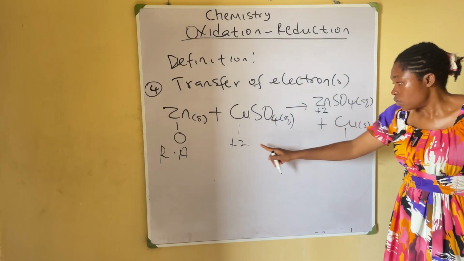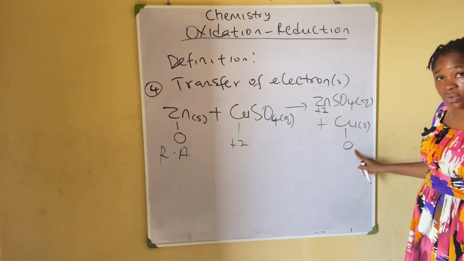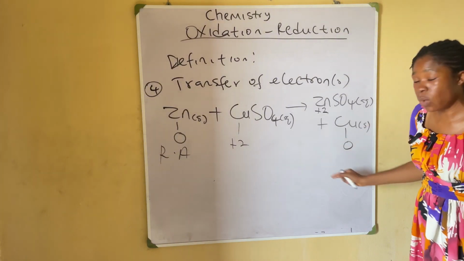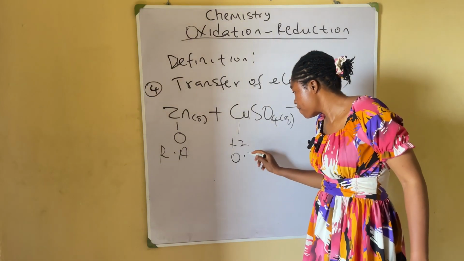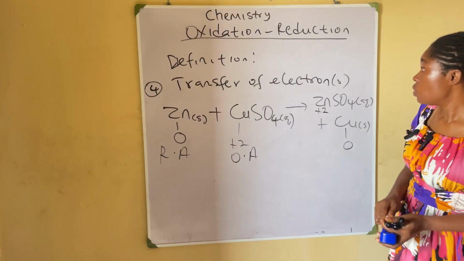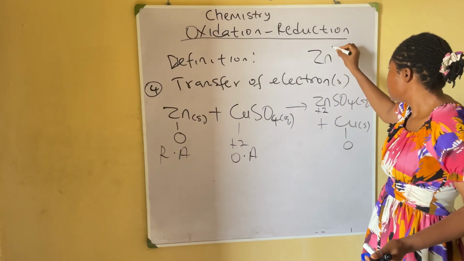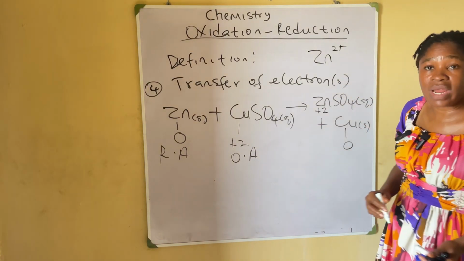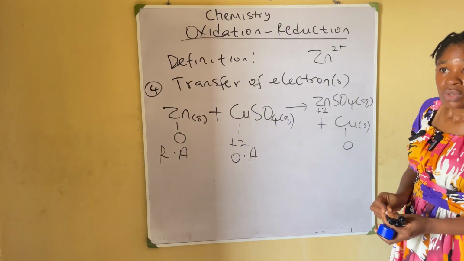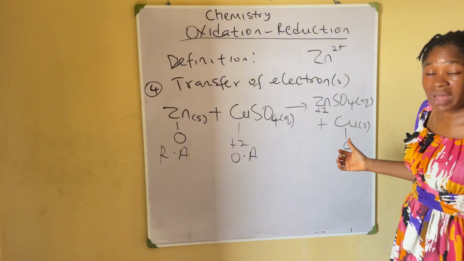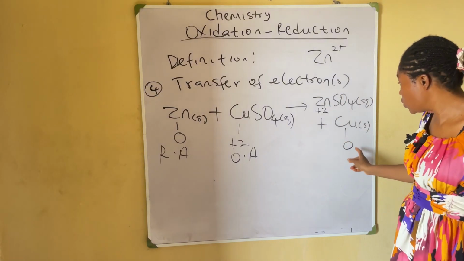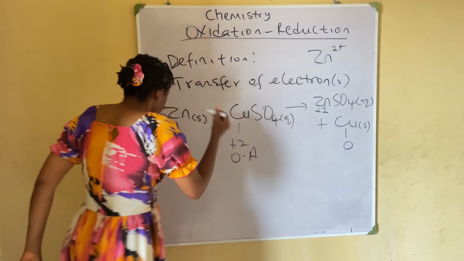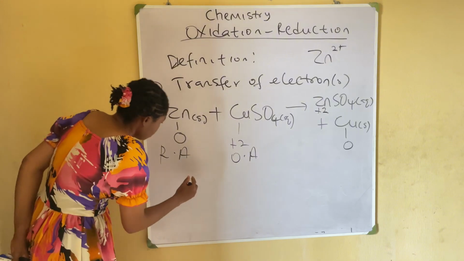This one is +2, and here it reduces to what? 0. That's a decrease in oxidation number. The one that leads to a decrease in oxidation number is what? Oxidizing agent. On zinc, you know that zinc ion is like this. So zinc donated 2 electrons to copper, and copper ion accepted the 2 electrons and became reduced to what? To copper. Let's write the half equation for it.